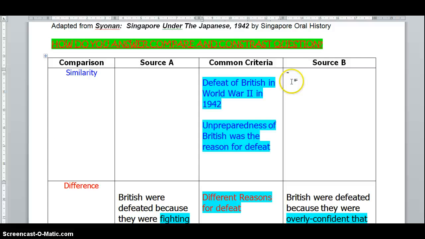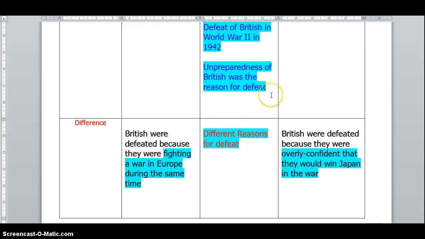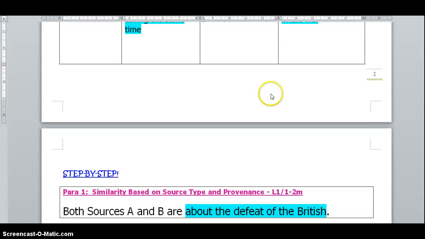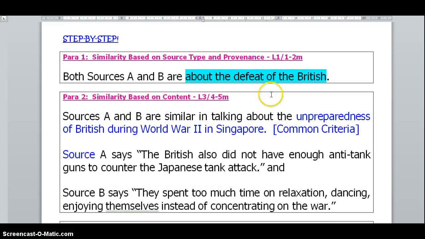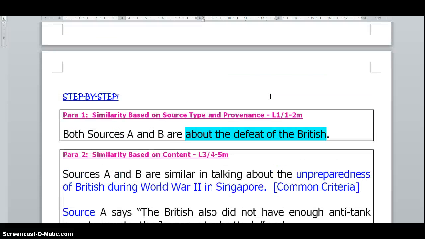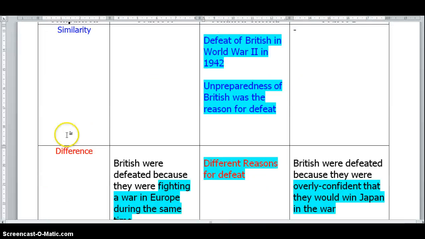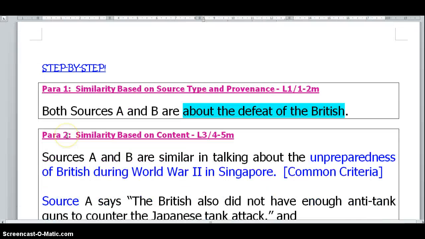So now that I have done my working, I'm now able to write out my answer, but they have to be written in a certain way. So let's take a look at how it's supposed to be written. Remember, your answers have to be in paragraphs. Step 1 will be a similarity based on the source type or provenance. So my simple one sentence would be, both sources A and B are about the defeat of the British.